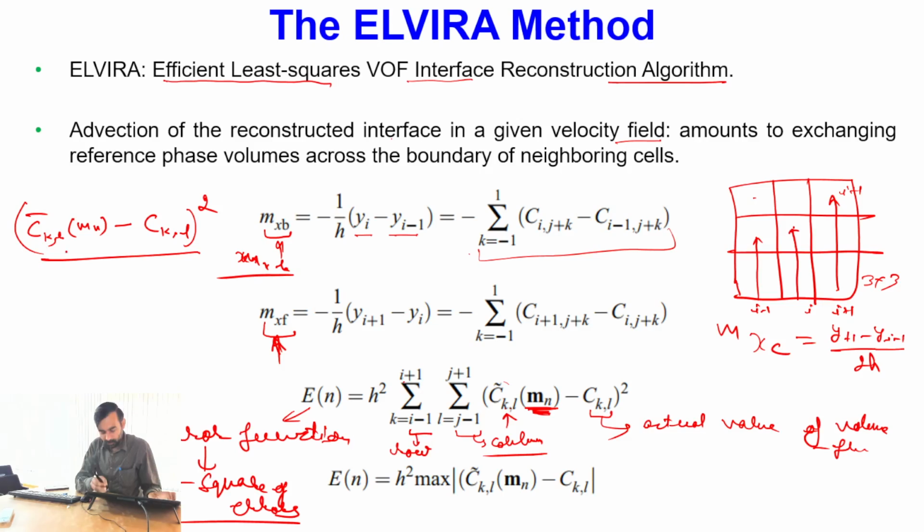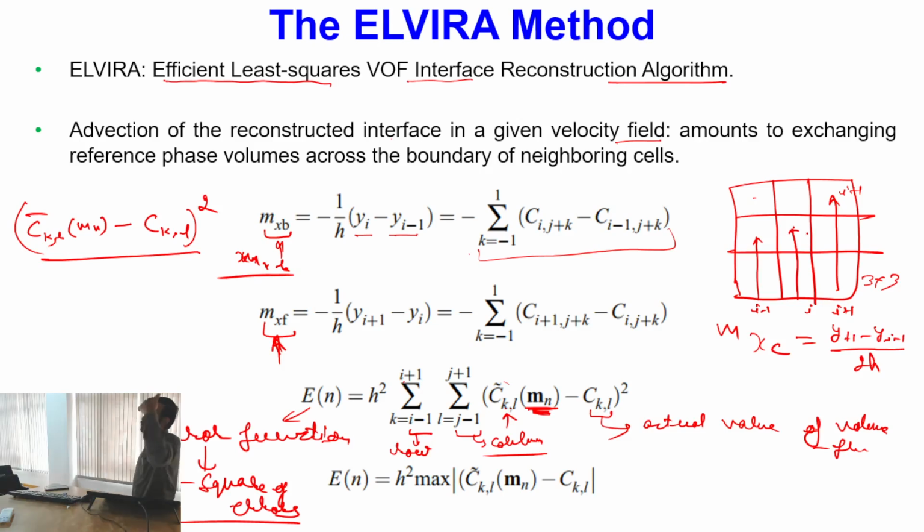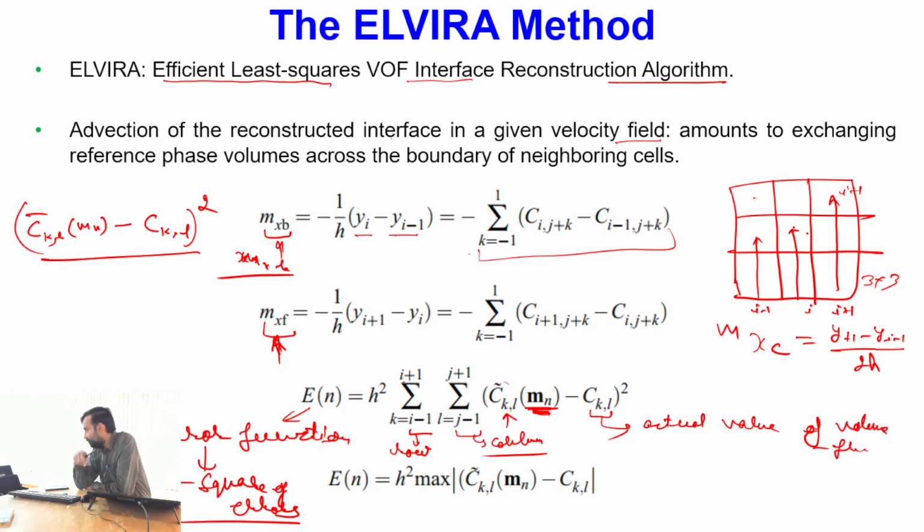Okay. In a particular cell, whatever the known value of the volume fraction was, that was your true value. Then using that value, you have applied some algorithm which has reconstructed the line. And from that line, you have got some new distribution of volume fraction. All are clear with this point?